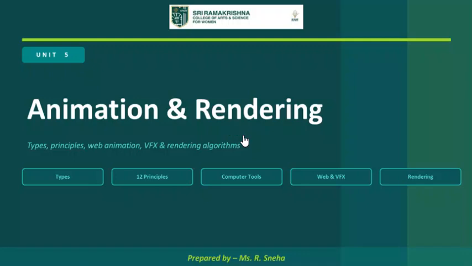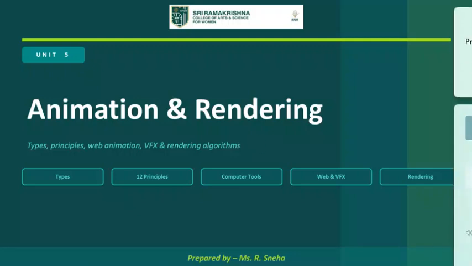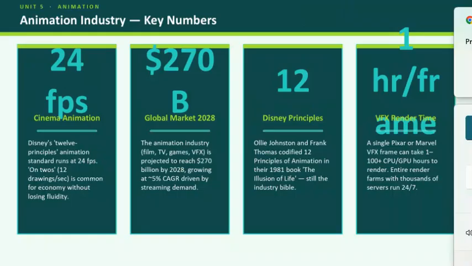Welcome to an exploration of animation and rendering, where we delve into types, principles, web animation, VFX, and rendering algorithms. The animation industry is booming, with cinema animations running at 24 frames per second and a projected market value of $270 billion by 2028. Disney's 12 principles and VFX render times are pivotal in this growth.